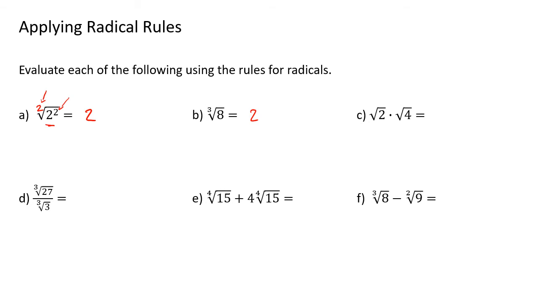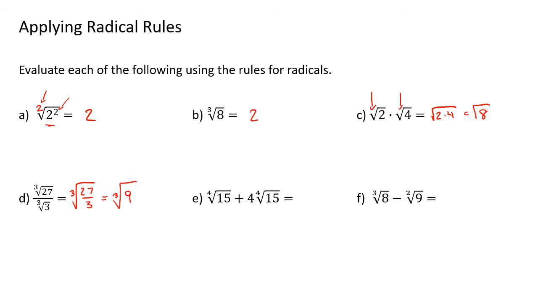Root 2 times root 4, again, has the exact same root sign here, the exact same order of root. So we can write that as the square root of 2 times 4, which is root 8. Example D here, the cube root of 27 divided by the cube root of 3. Again, since the order of the roots are the same, that's the same as the cube root of 27 divided by 3. Or we can simplify this because that gives you an even number, the cube root of 9.